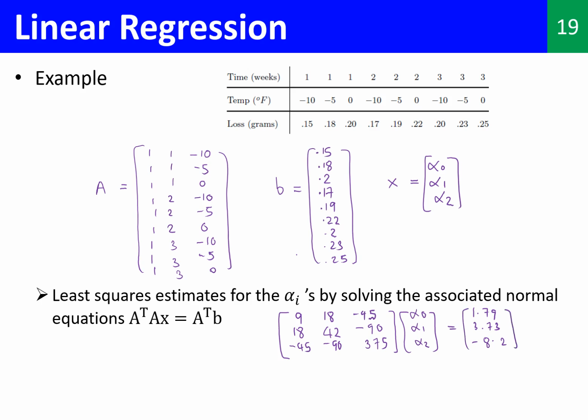Alright, so we can solve this and get a unique solution, and from those answers to alpha naught, alpha 1 and alpha 2, we would end up with y equals 0.174 plus 0.025 T1 and 0.005 T2. So that is our least squares answer for this problem. Okay.